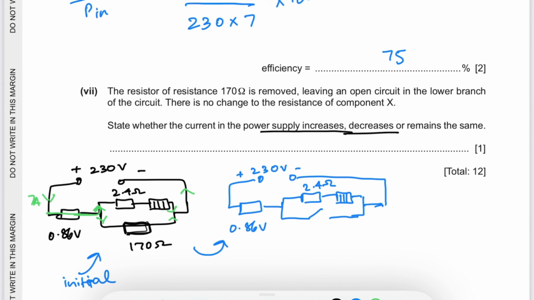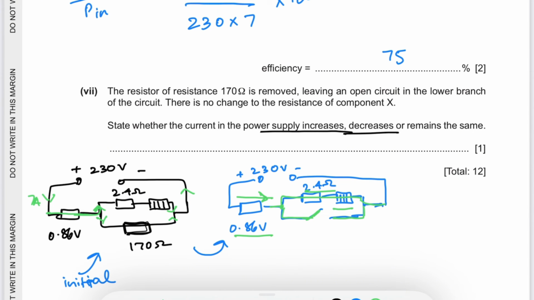However, now once the current has passed through the 0.86 ohm resistor, it's not going to flow through the lower branch because this pathway is incomplete. All of the current is now going to flow through the rest of the electrical components. That means the current through the 0.86 ohm resistor, the 2.4 ohm resistor and X will be the same. Also keep in mind the new value of current will be different.